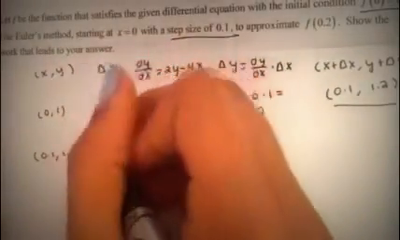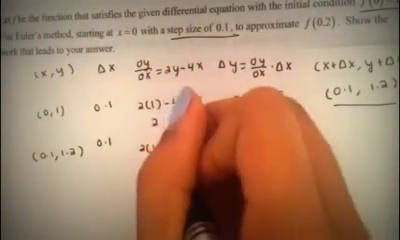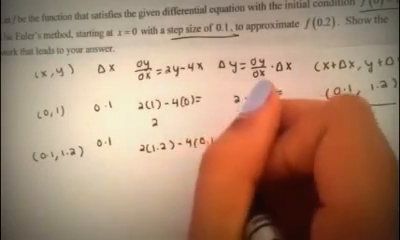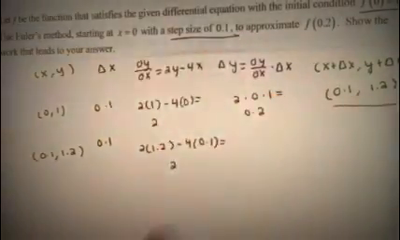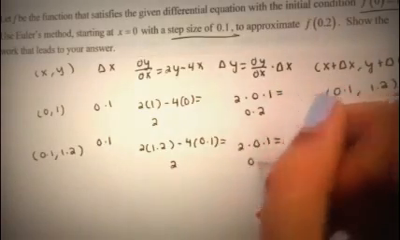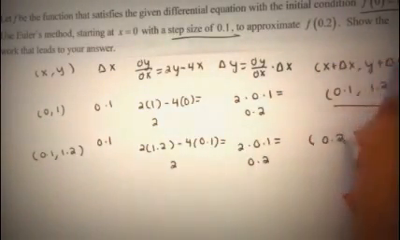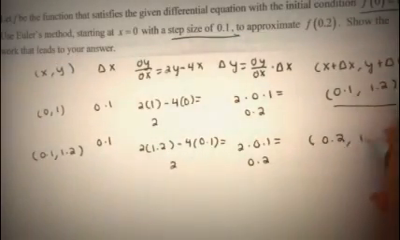Our change in x is still 0.1. And our dy/dx is 2 times 1.2 minus 4 times 0.1, which is equal to 2. So our change in y is going to be, again, 2 times 0.1, which is equal to 0.2. And our x plus change in x is now 0.2. And our y plus change in y is 1.4.